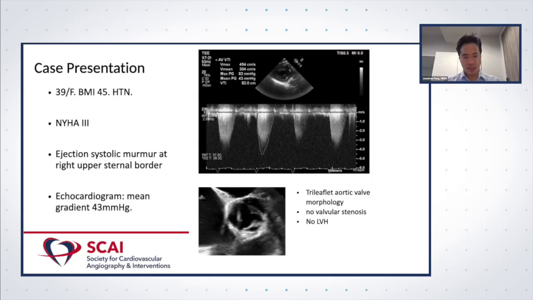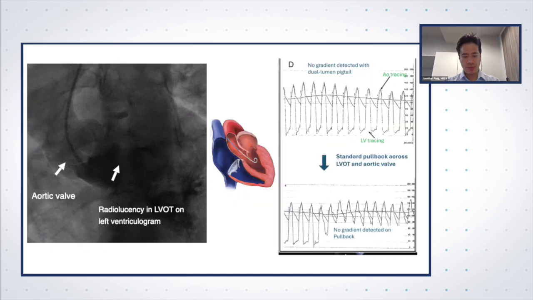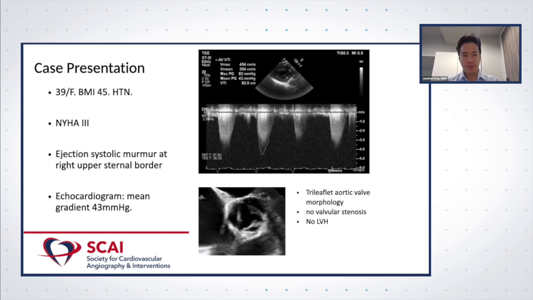So let's just start right in. Dr. Fang, why don't you go ahead and present your case? Okay, so I've made this as simple as possible. So the case was a 39-year-old lady. She had a long-standing history of dyspnea that had previously been attributed to a body mass index of 45. Her past history includes hypertension. She is currently in New York Heart Association Class 3.